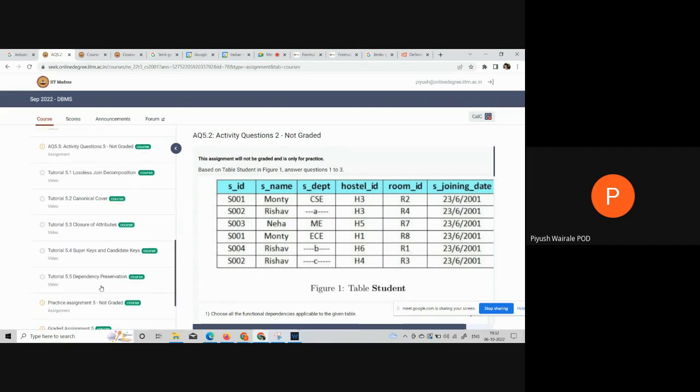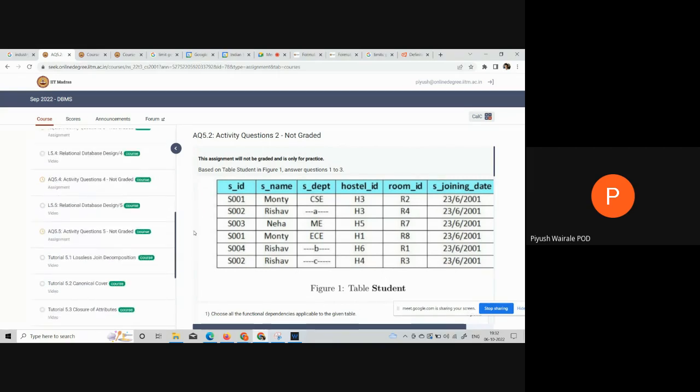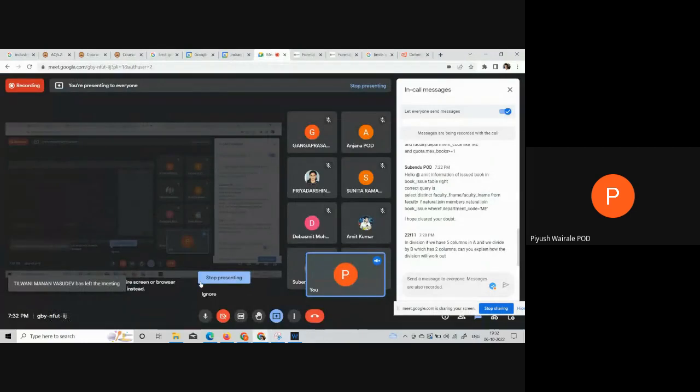There is one important tutorial on dependency preservation. You can watch it because this week 5 is a prerequisite for week 6. If you didn't understand the week 5 content, you will not get the week 6 part, because in week 6 we'll be starting from week 5 only. So it is basically an application of week 5.